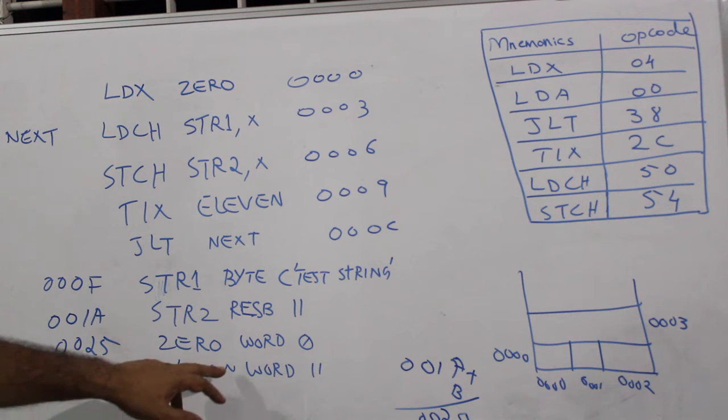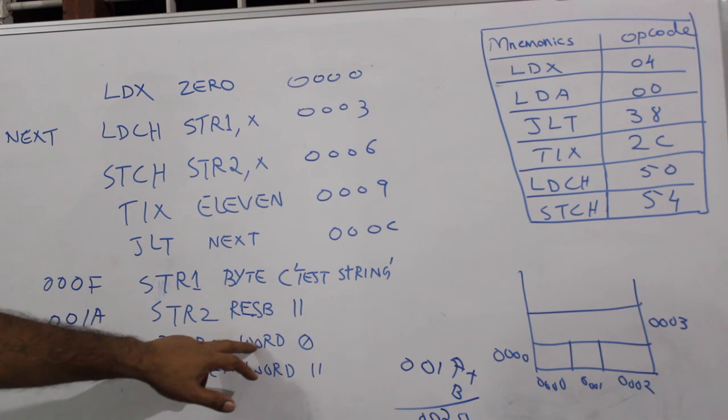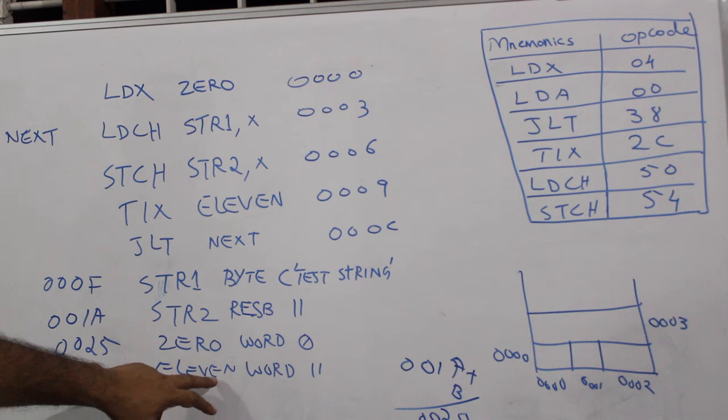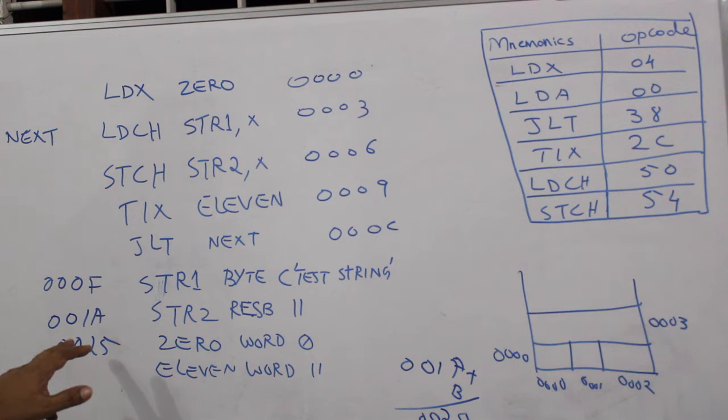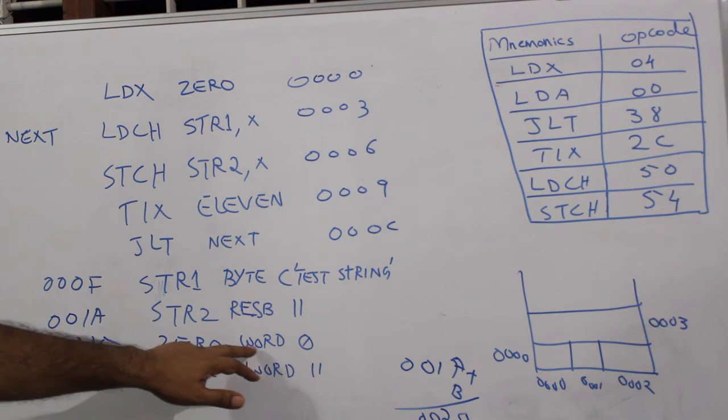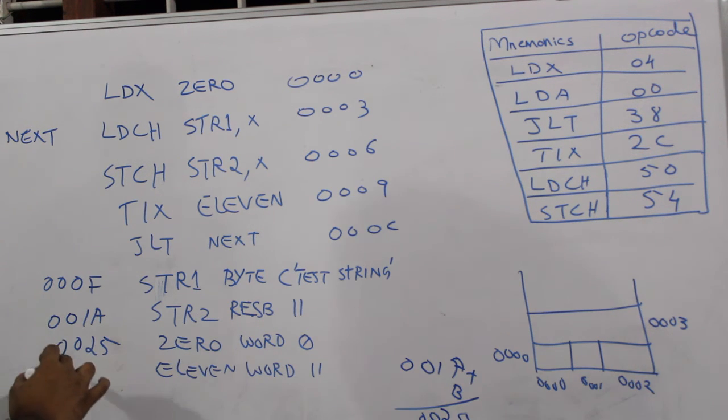What is the address of the last data? It is a word constant. This 0 is also a word constant. This one, 0025 plus 3, isn't it? The word length is 3 bytes. So this is 0028. Okay. Now we have assigned the addresses. The next, let us try to generate the machine codes.